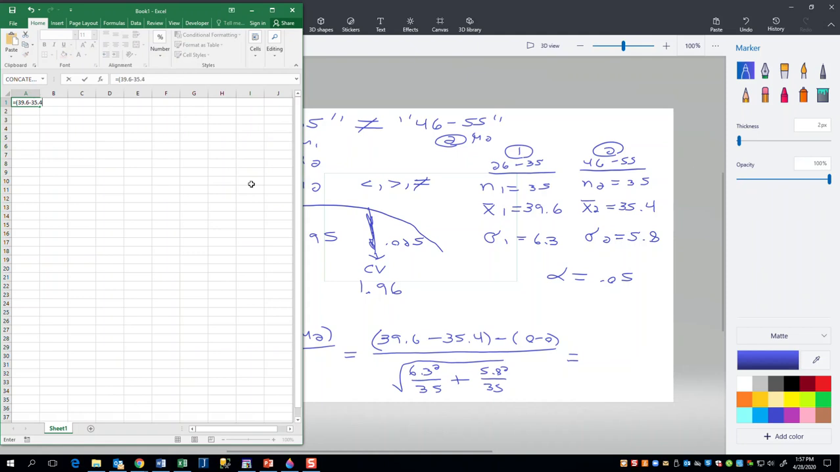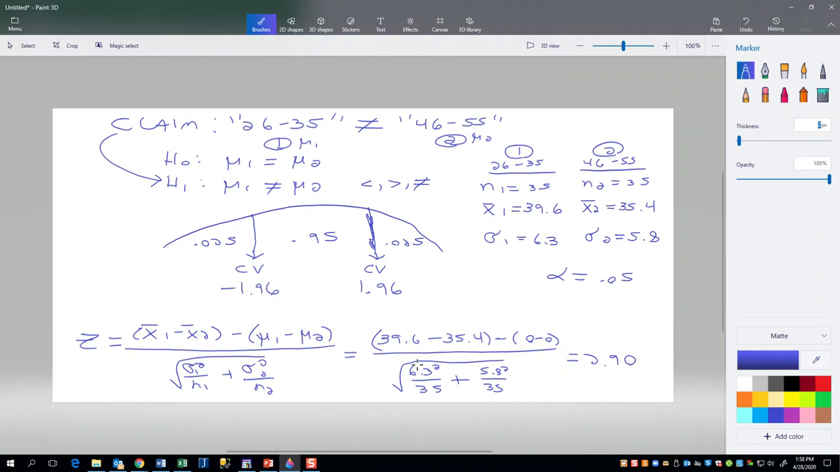39.6 minus 35.4. And the zeros I can drop away. Divided by square root of 6.3 squared divided by 35 plus 5.8 squared divided by 35. Of course, if you got a scientific calculator, put that in however you can. Every calculator is different in that regard. I don't know how many decimal places. I'll take two decimal places, 2.90.